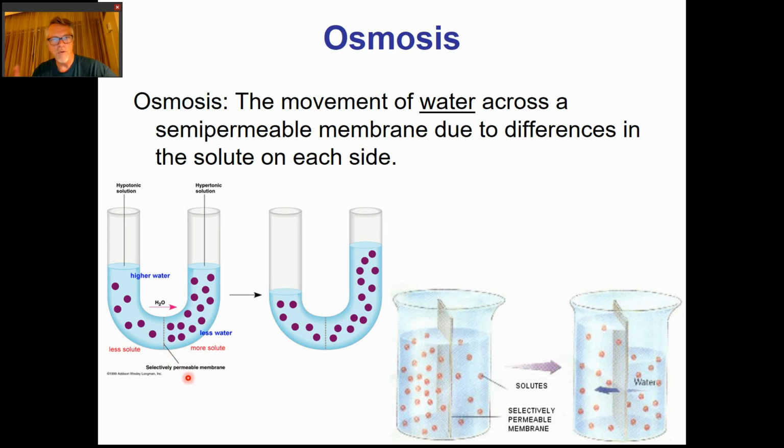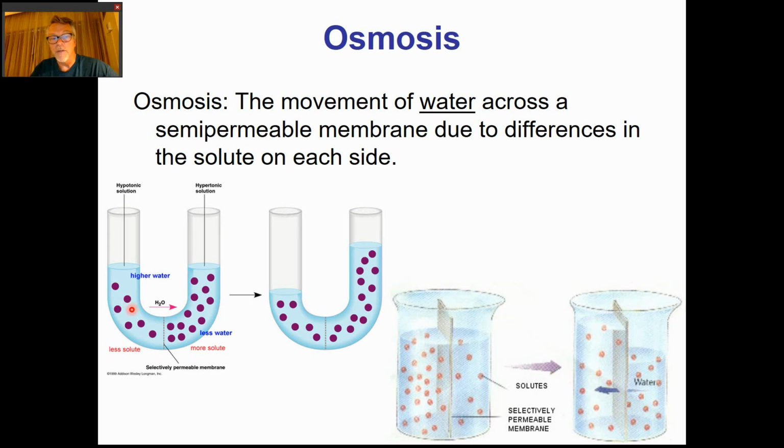Now, at the start of our little thought experiment, there are not very many purple dots on the left side, and there are lots of purple dots on the right side. You'll also notice that the level of the water is the same on either side of this U-shaped tube. What that means is there's the same volume over here as there is over here.